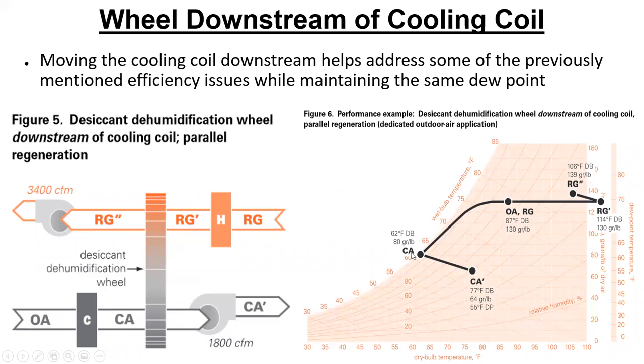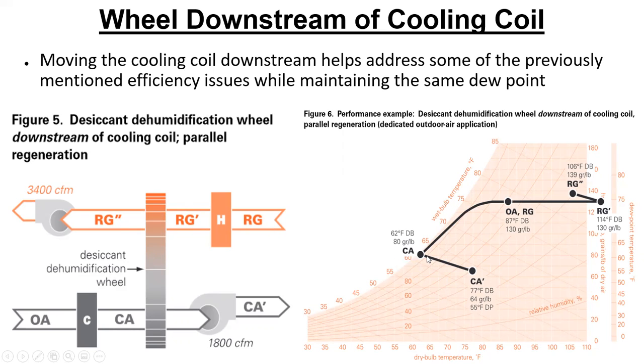So then we see this is the process line. We come down, and we wind up at our 77 and 64. So we are going to heat up some because we're going across a coil that got heated up here with 114-degree air coming into it.